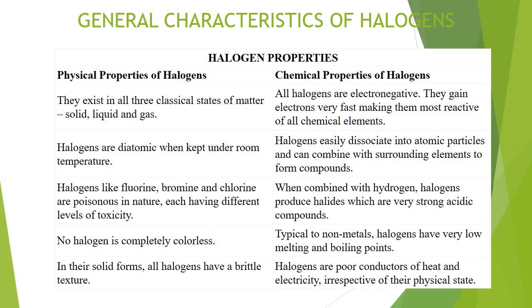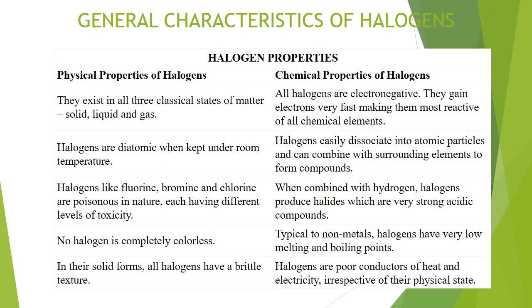Halogens like fluorine, bromine, and chlorine are poisonous in nature, each having different levels of toxicity. They must be used very carefully because they are poisonous in nature. No halogen is completely colorless. In their solid forms, all halogens have a brittle texture. Second, we will see chemical properties of halogens.